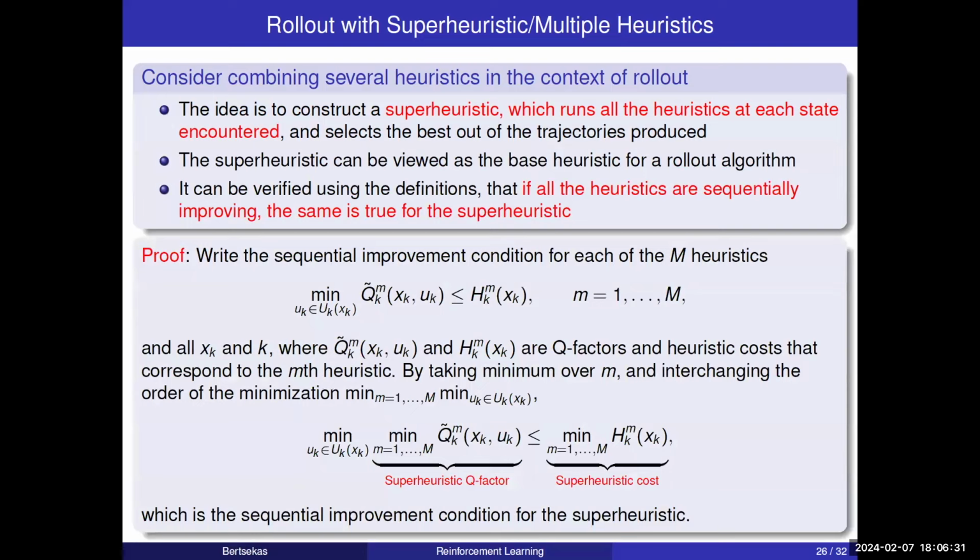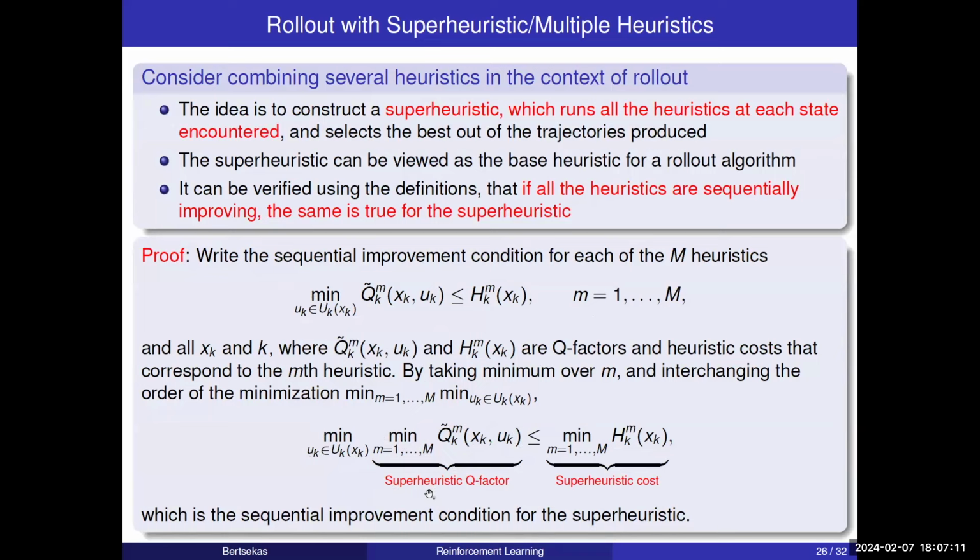And this is not too hard to see. The first step for the proof is to write down the sequential improvement condition for each of the M heuristics. So this superscript m corresponds to the heuristic m in this set. And then we apply the minimum over m to both sides of this inequality, and we interchange the minimizations. We get this expression, which is the minimization over the set of controls, and then we minimize over the different heuristics.